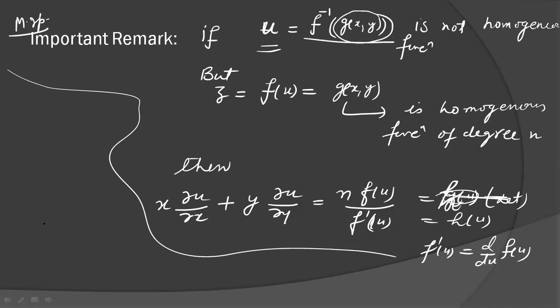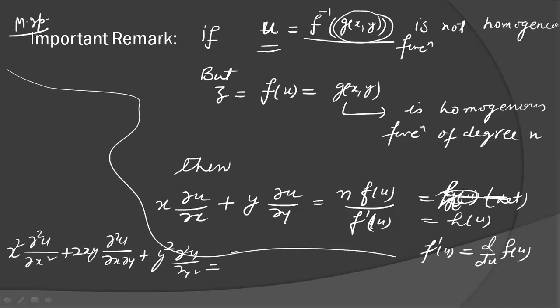And what about the second order result? x square del 2u over del x square plus 2xy del 2u over del x del y plus y square del 2u over del y square is equal to h(u) into h dash u minus 1. What is h(u) here? h(u) is n into f(u) over f dash u. When the inside function is homogeneous but the entire function is not homogeneous, then by taking inverse, if the entire function becomes homogeneous, we can apply this result.